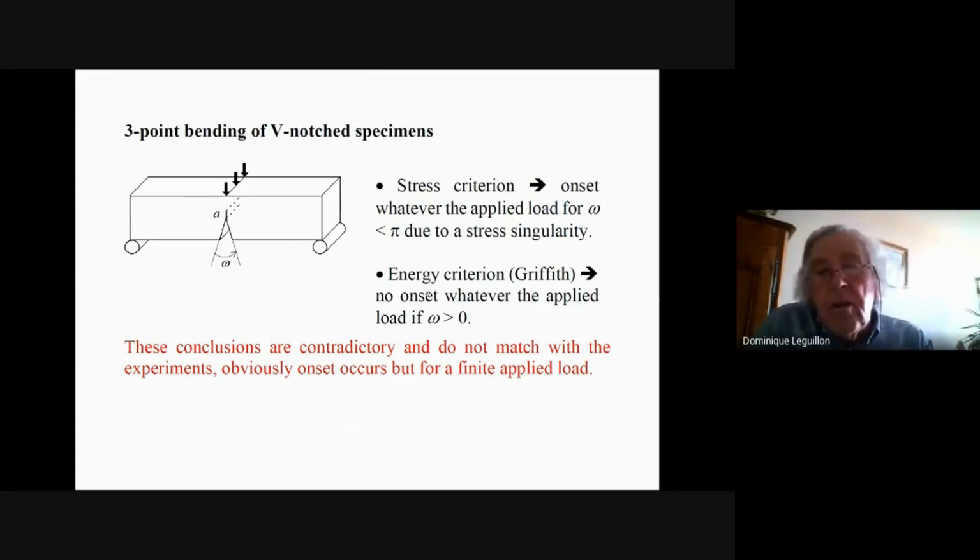realistic. But now, okay, we will use Griffith. If the V-notch angle omega is larger than 0, I mean this is not a crack, this is an open V-notch, then you calculate the energy release rate introduced by Griffith, you find 0, and then you conclude that failure cannot occur. And everybody knows that if you do this experiment, it breaks, but not for an infinitely small load. So this is the main question the coupled criterion tries to answer.